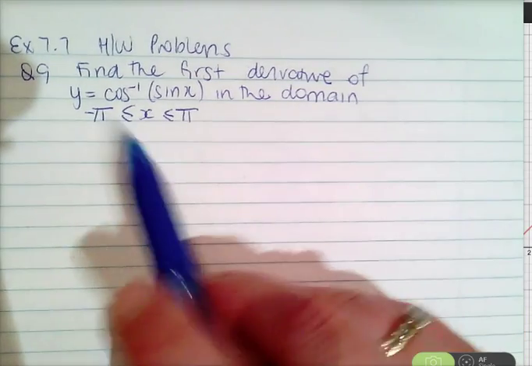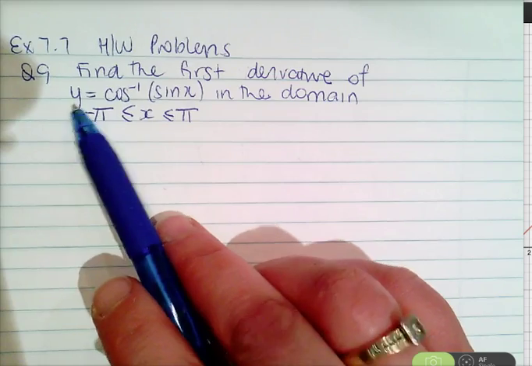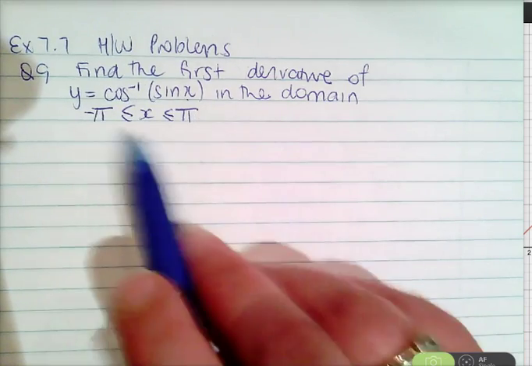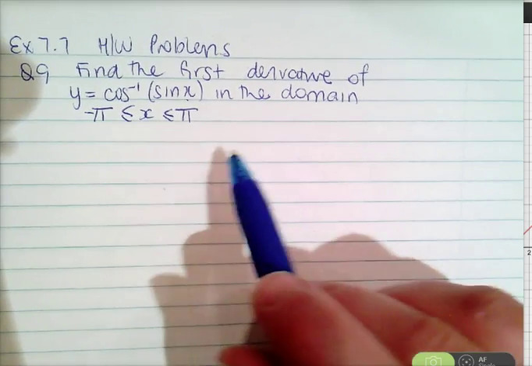Okay, now the homework problem here is to find the first derivative of y equals the inverse cos of sine of x in the domain of negative pi less than or equal to x less than or equal to pi.